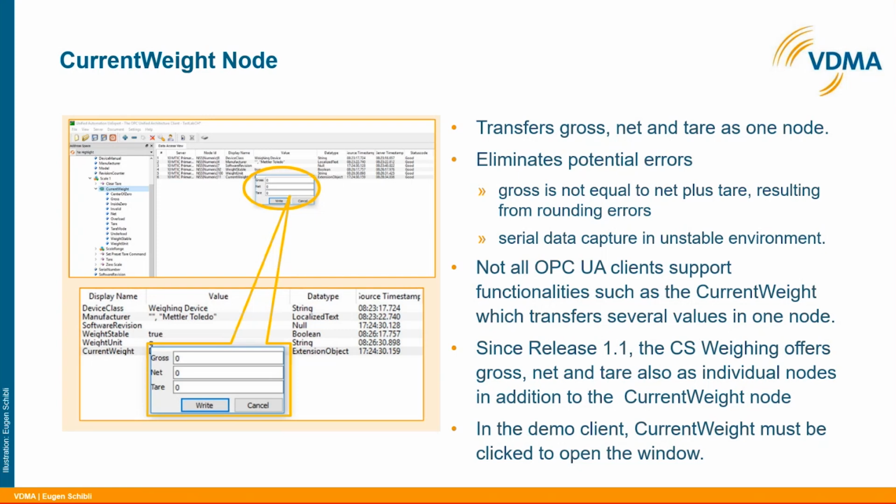And so it can happen that the weight value changes after the capturing of the gross weight, and then the net and the tare weight do not add up to the same result as the gross weight. So the weighing equipment manufacturer ensures that this value is always correct. If you use the current weight node, you are sure that gross is always tare plus net weight, and you also avoid rounding errors coming from weight capturing.